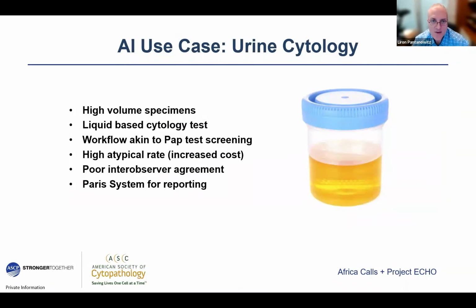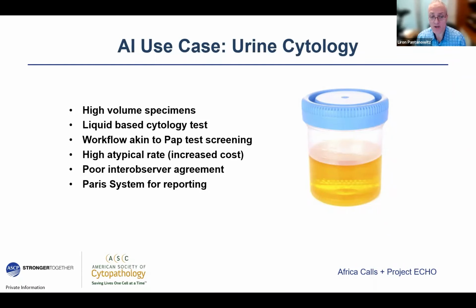So let's look at another use case other than the Pap test. And a good use case is urine cytology. This is a great match for AI. These are high volume specimens. They can be easily processed with liquid-based cytology, and the workflow is exactly like Pap test screening. The problem with urine is that there's a high atypical rate, which patients don't like because it causes them anxiety, and it increases the cost of healthcare in general.